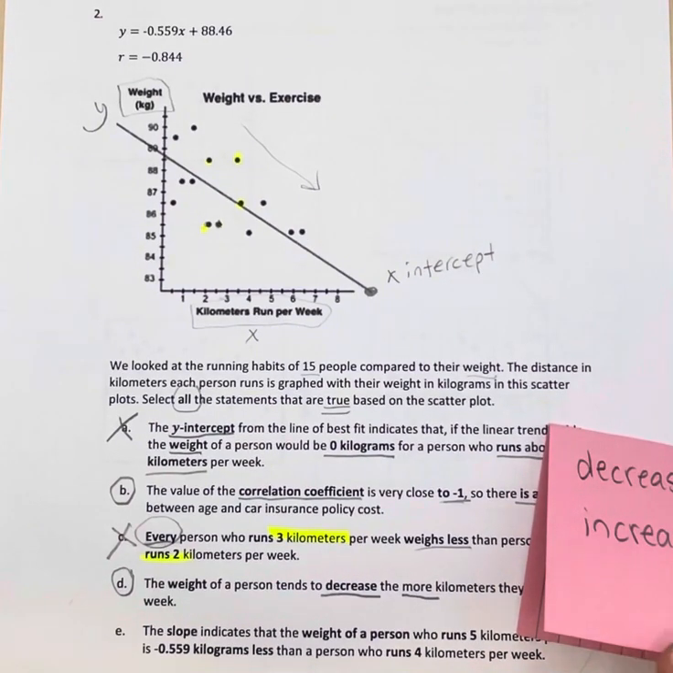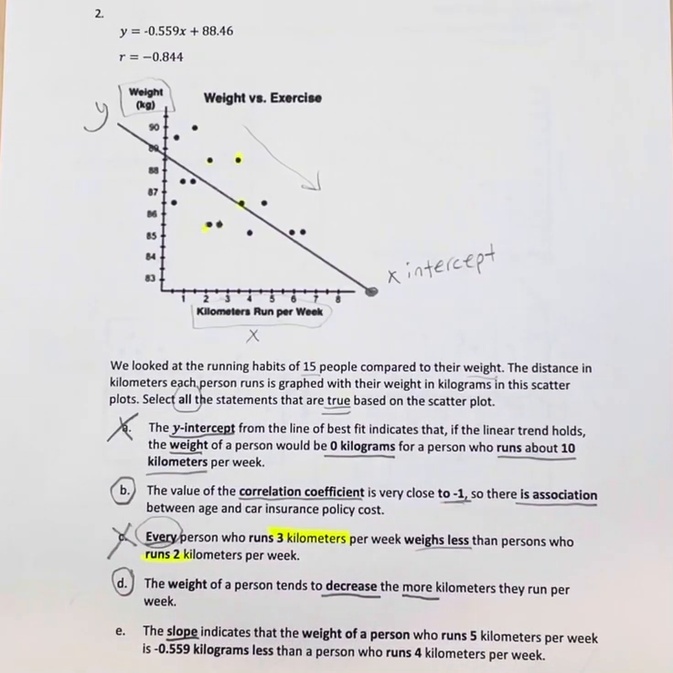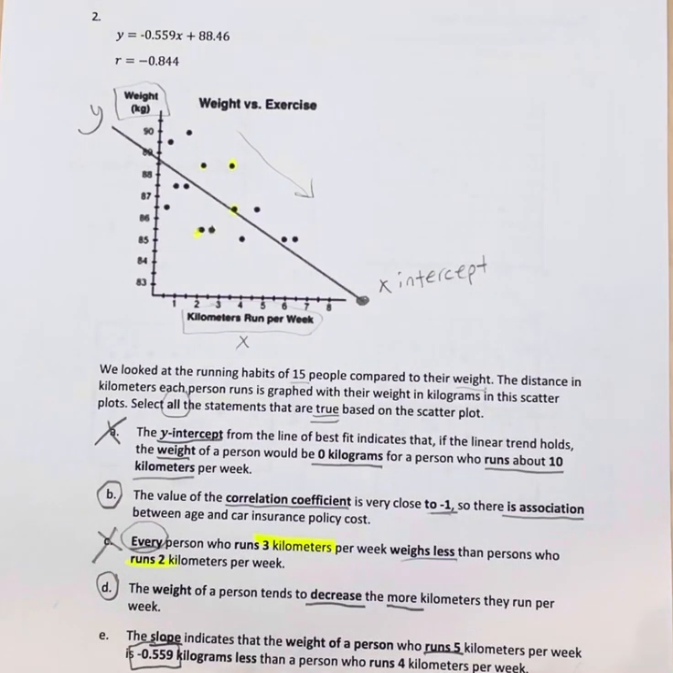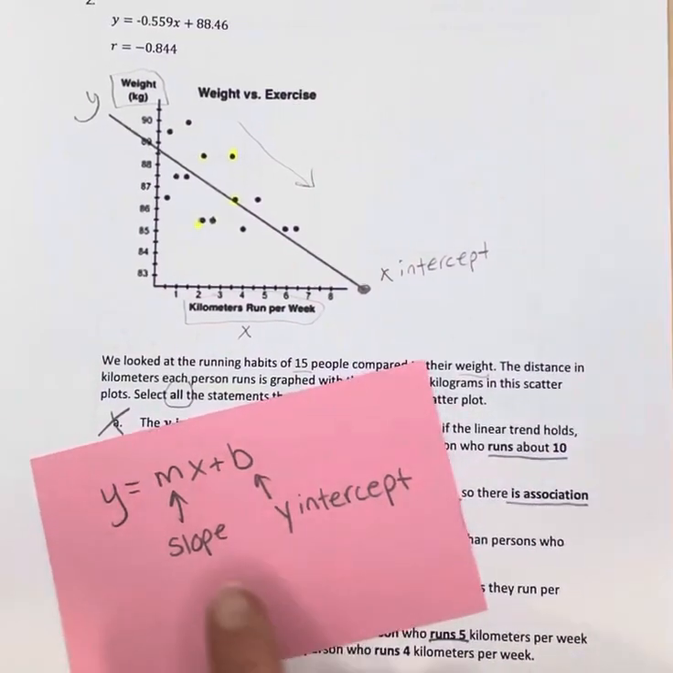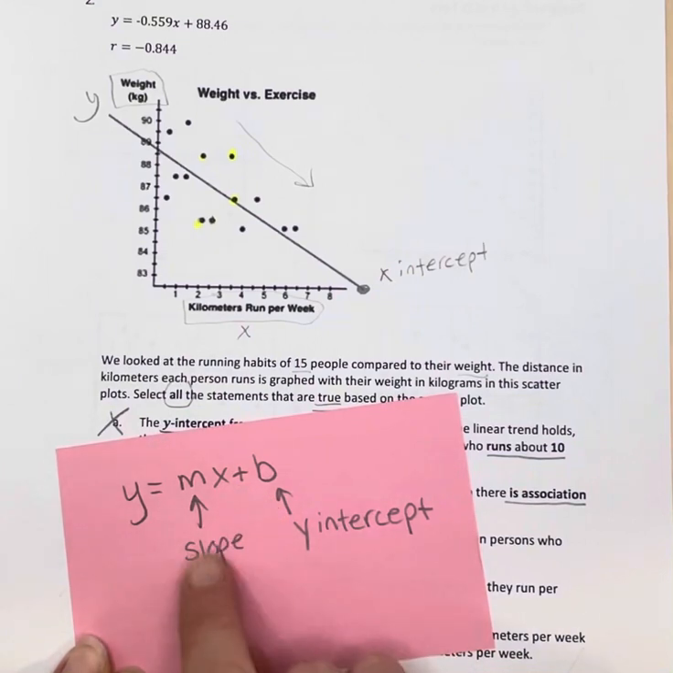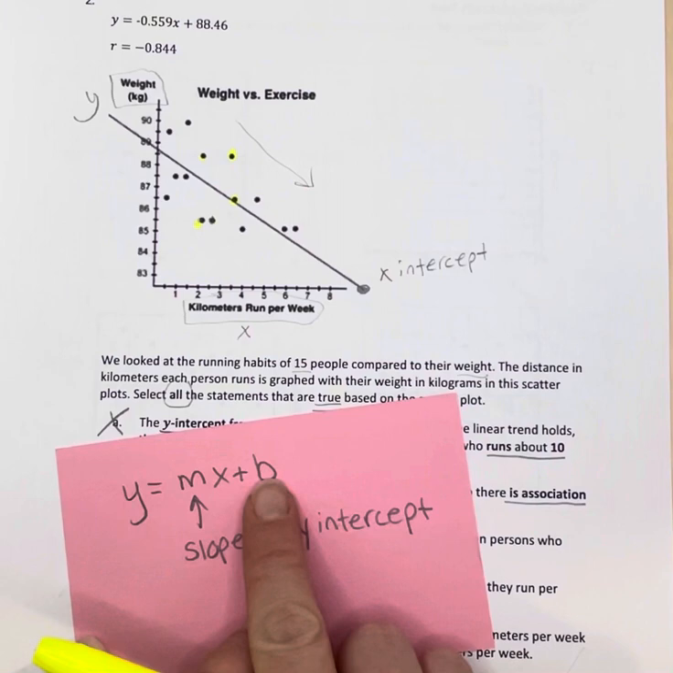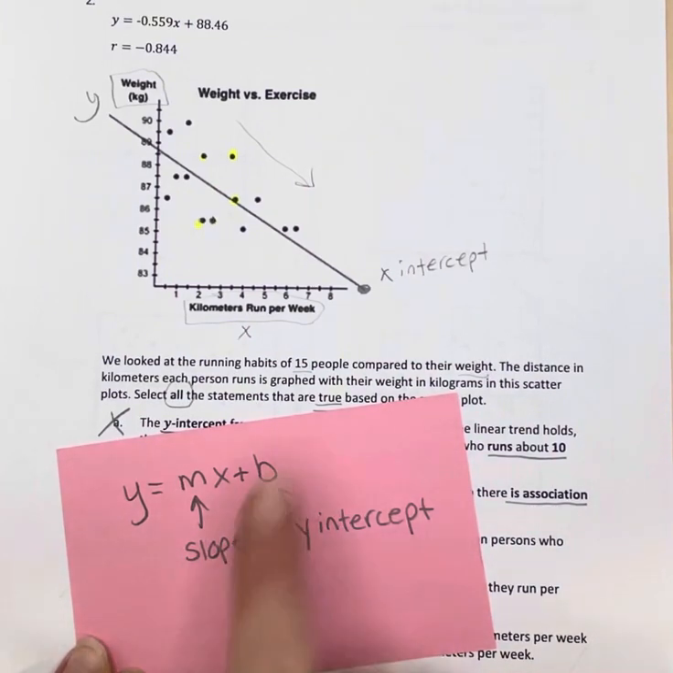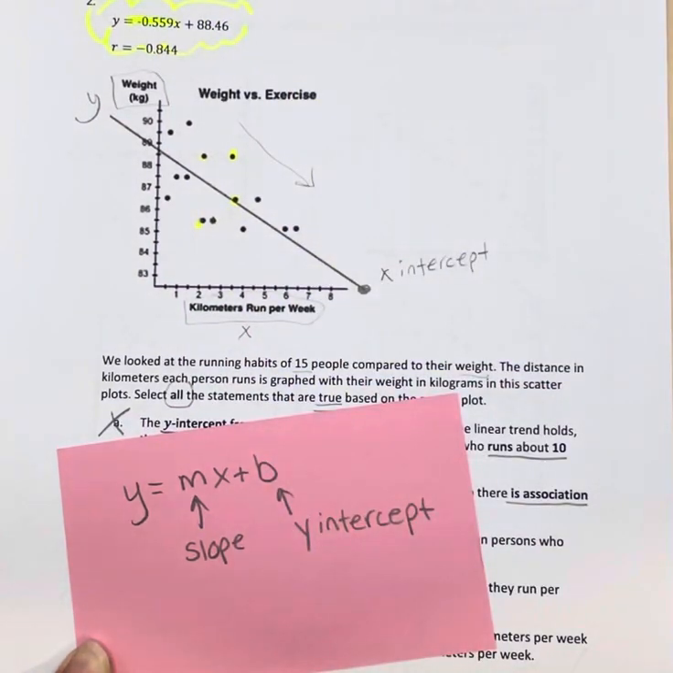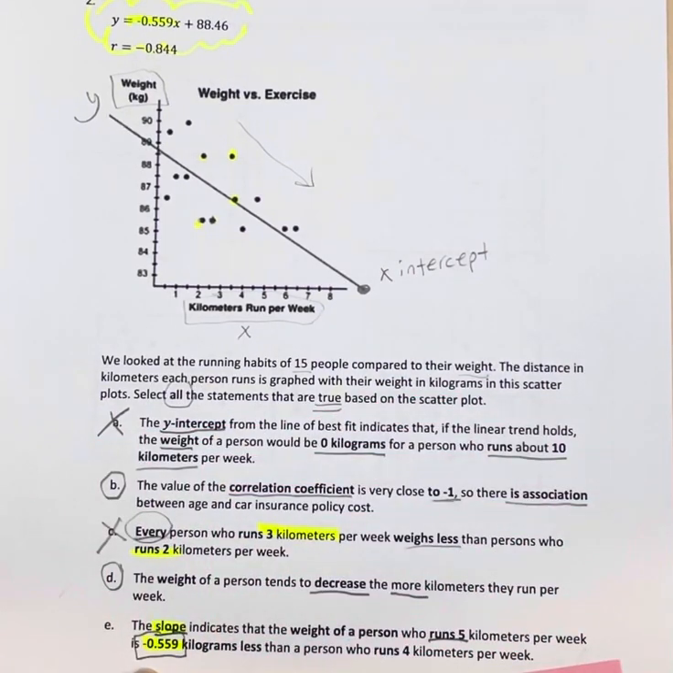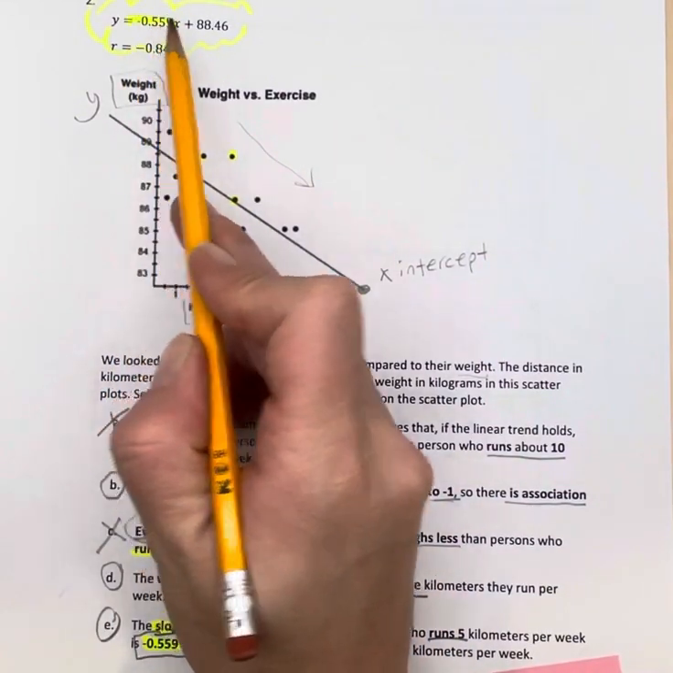The last one for us here is about the slope. The slope indicates that the weight of a person who runs 5 kilometers per week is 0.559 kilograms less than a person who runs 4 kilometers per week. So really this sentence is asking us, is the slope negative 0.559? Well, when our equation looks like y equals mx plus b, we know the slope is the number in the place for m and the y-intercept is the number in the place for b. So in this equation at the top of the page, here we have m, the first number, connected to the x, negative 0.559. So yes, the slope is, in this instance, negative 0.559.